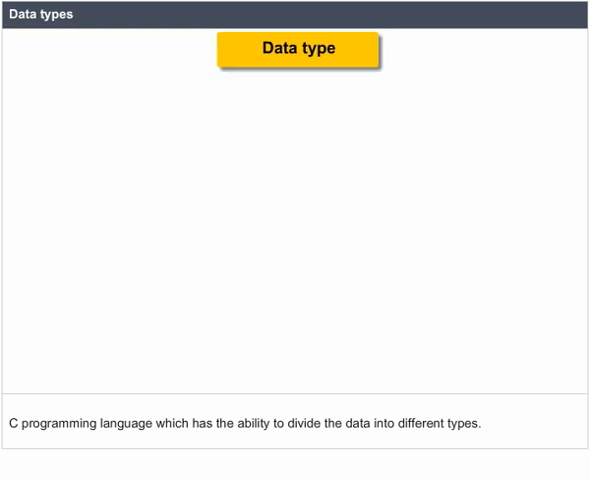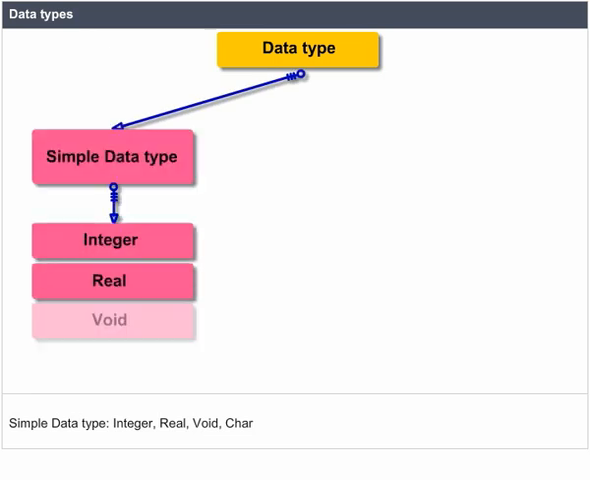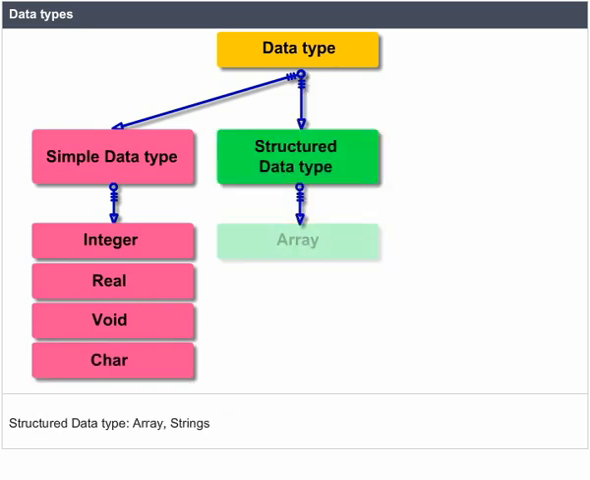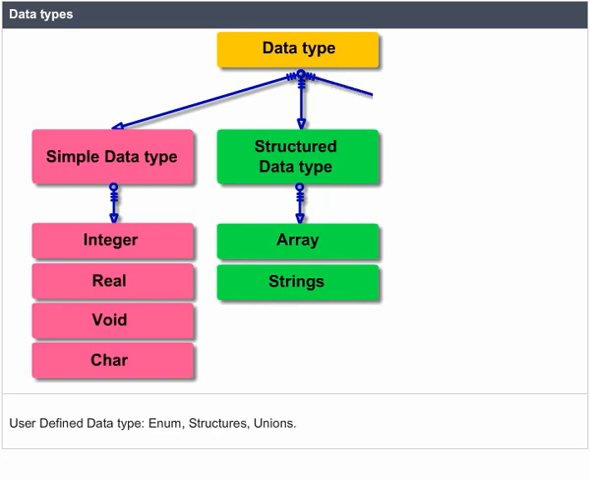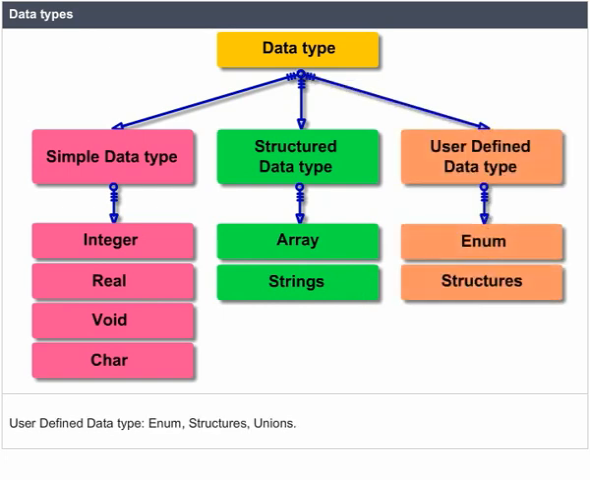Data types. The C programming language has the ability to divide the data into different types. The type of a variable determines the kind of value it may take on. The various data types are simple data type: integer, real, void, char. Structured data type: array, strings. User-defined data type: enum, structures, unions.